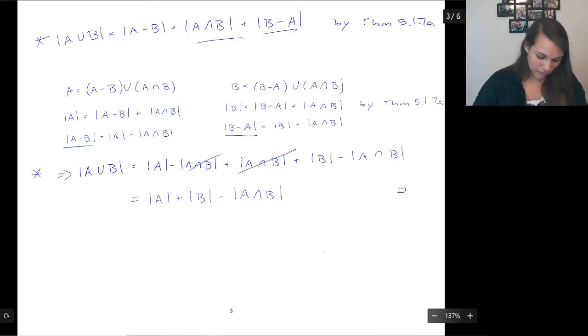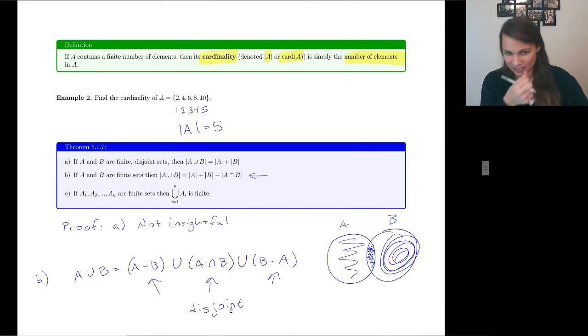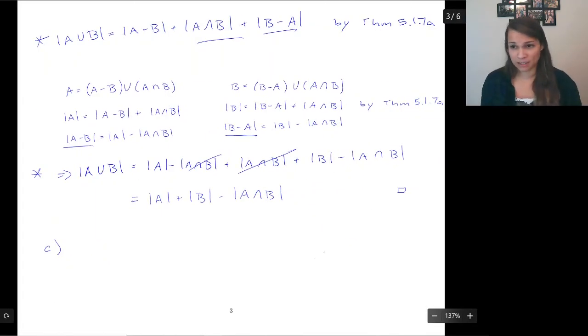Whee! And then part C, remember, is this bigger union, and you can prove that one by induction. I've left that one for you to do on your homework. You're welcome.